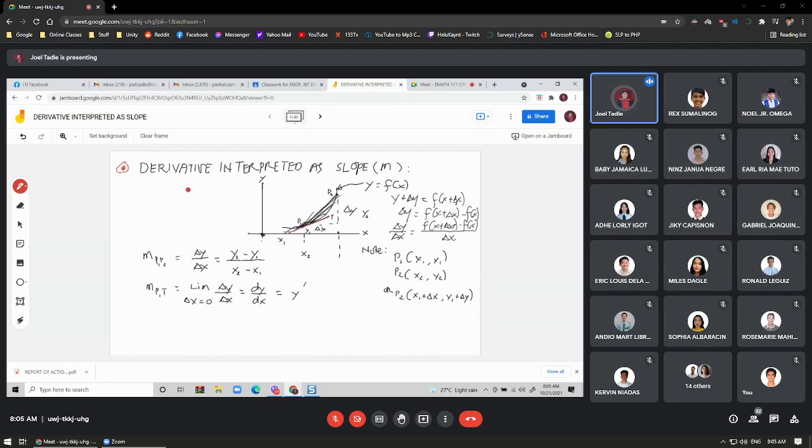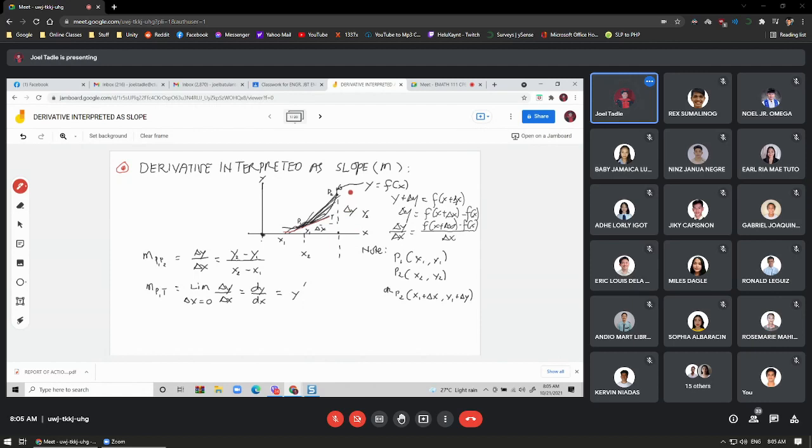So, regarding this topic, derivative interpreted as slope, maura gyapon ang ato ang buhaton, guys. Mag-differentiate ra gyapon ta ani, no? The first derivative or the y prime is simply equal to the slope of the curve or the slope of the line tangent to the curve.